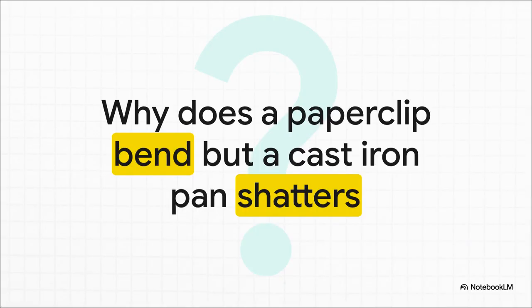Let's get into it. It all kicks off with a really simple question. You've probably done this a million times. You take a paperclip, you bend it into some weird shape, no problem. But if you drop a heavy cast iron skillet, crack. It might just shatter. Why? I mean, they're both metal, right? Well, the answer is hiding deep inside their atoms, and that's exactly where we're headed.